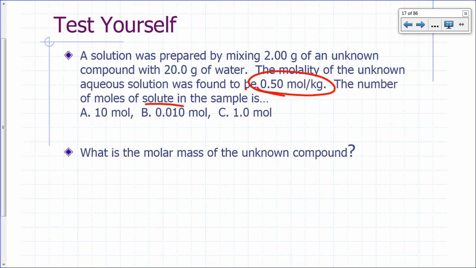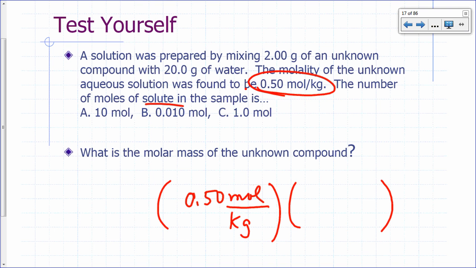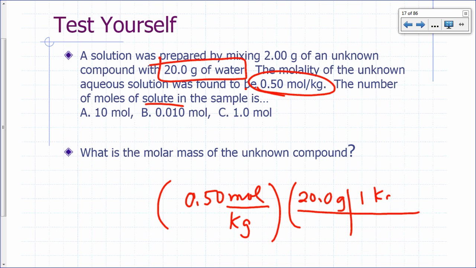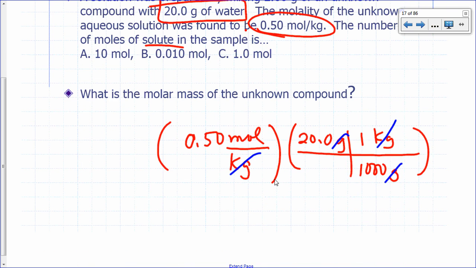Okay, so we're given molality, 0.50 moles of solute per kilogram of solvent. How many kilograms of solvent do we have? That's 20 grams of water, so let's change that to kilograms. 20.0 grams of water, our solvent, times 1 kilogram over 1,000 grams. Grams cancel out, kilograms cancel out. That gives you moles of solute.